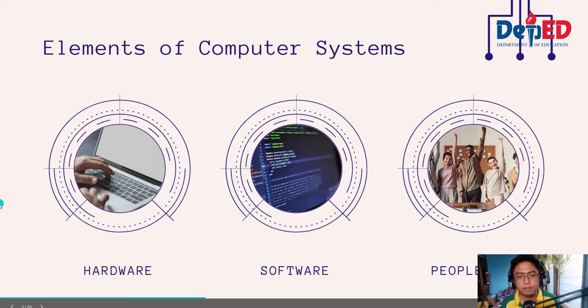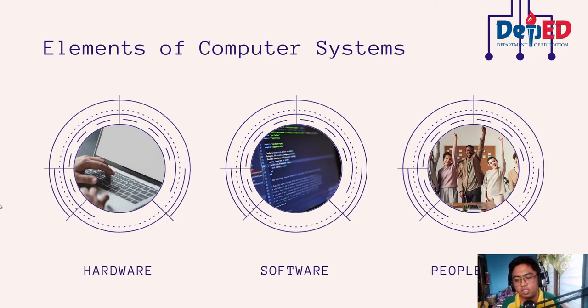And then we have the elements of a computer system. Actually, it's not just three. We also have another, which is data. Hardware are the tangible parts of your computer. For example, your keyboard, mouse, monitor, system unit, a webcam, this microphone is hardware. While software are those that are intangible. For example, your applications, your operating system, your browser. Those are what we call software.